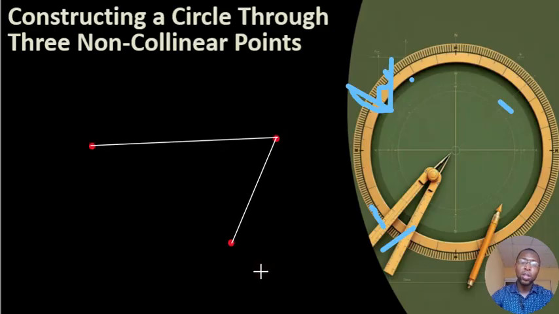So the second stage now, remember we want to draw a circle using these 3 points. The second stage is to bisect these 2 lines. When we say bisect, that means you want to divide each of these lines into 2 equal parts. We are bisecting them perpendicularly, that means you are bisecting them at 90 degrees into 2 equal parts.